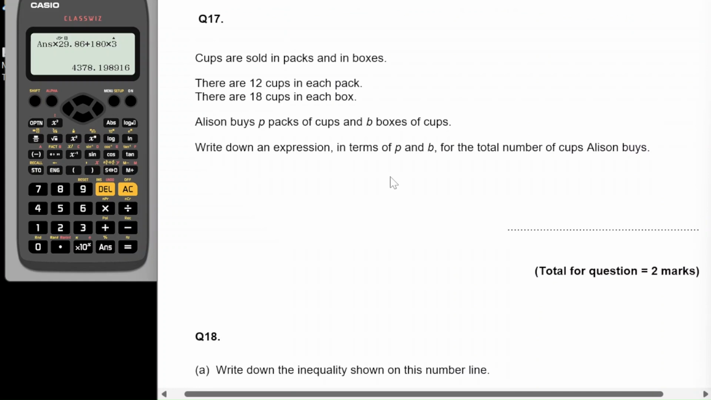Question 17. Cups are sold in packs and in boxes. There are 12 cups in each pack. There are 18 cups in each box. Alison buys P packs of cups and B boxes of cups. Write down an expression in terms of P and B for the total number of cups. So it's going to be 12P plus 18B.